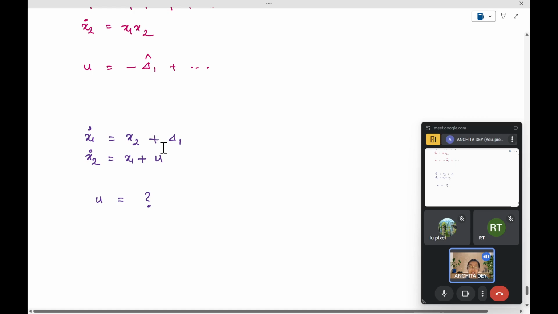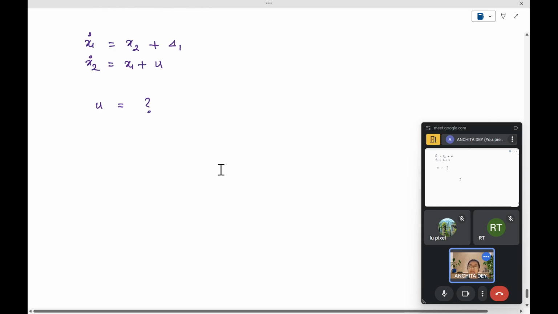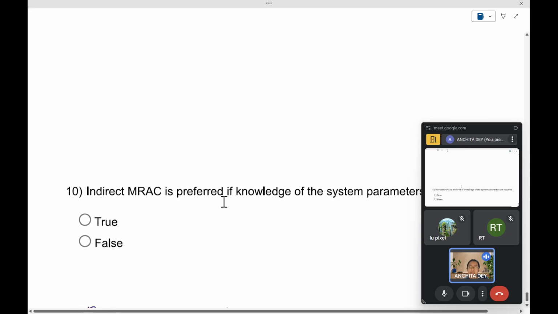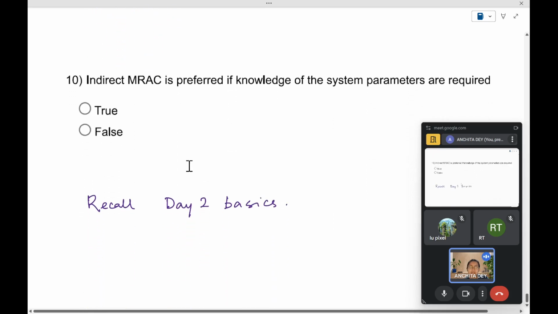I think it is very clear now, because you can design u to be anything, but it will never come and affect delta 1 directly, right? So if it cannot affect delta 1 directly, basically this is an unmatched case. So the question is overall easy, it's not that difficult. And so we'll now move on to the last question.